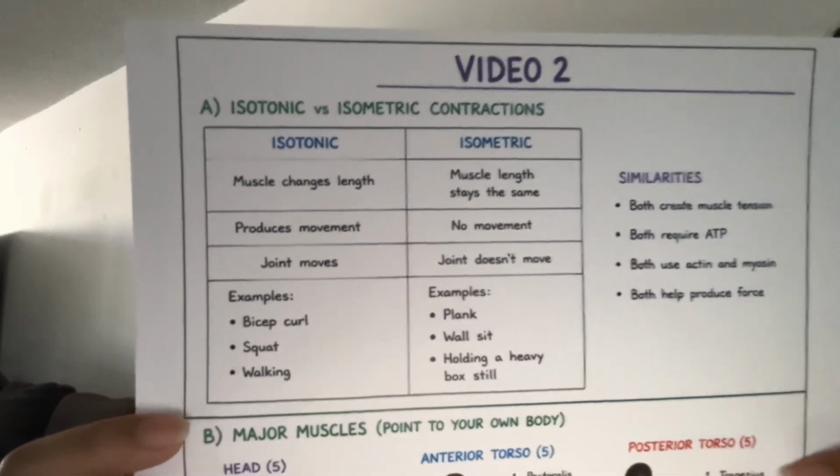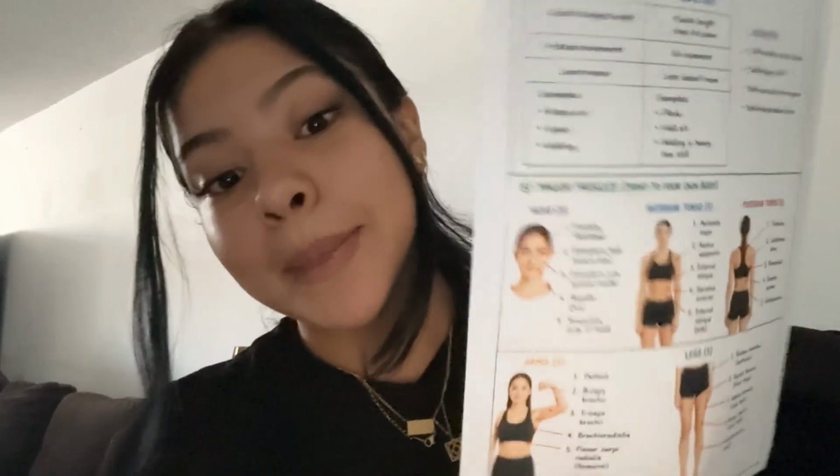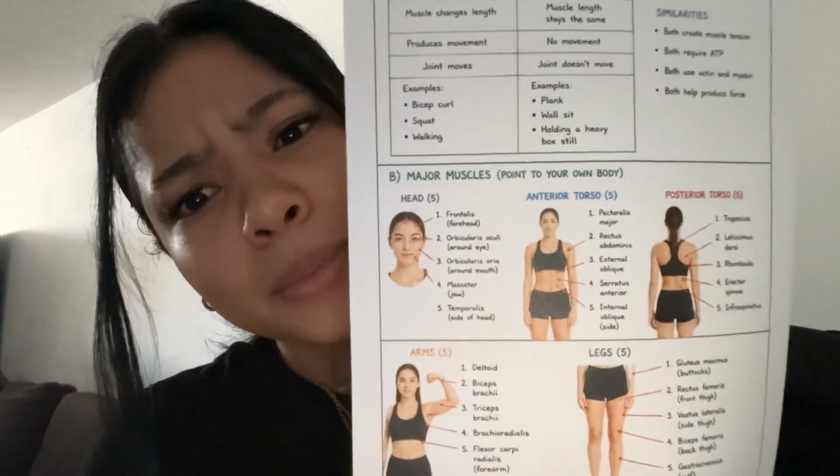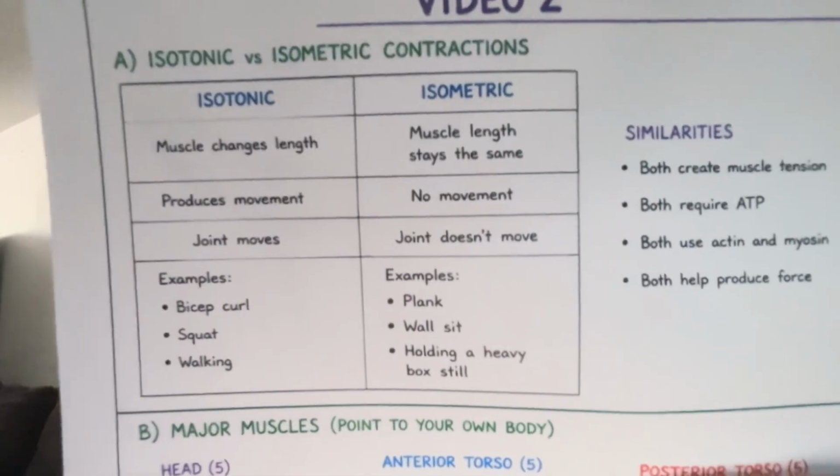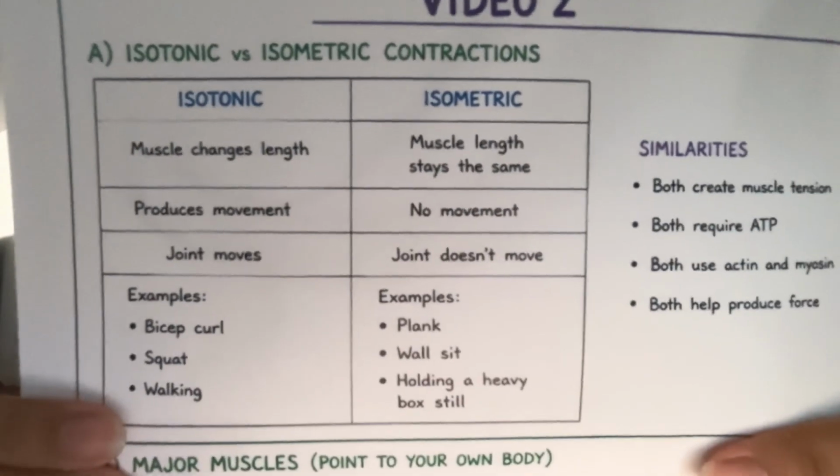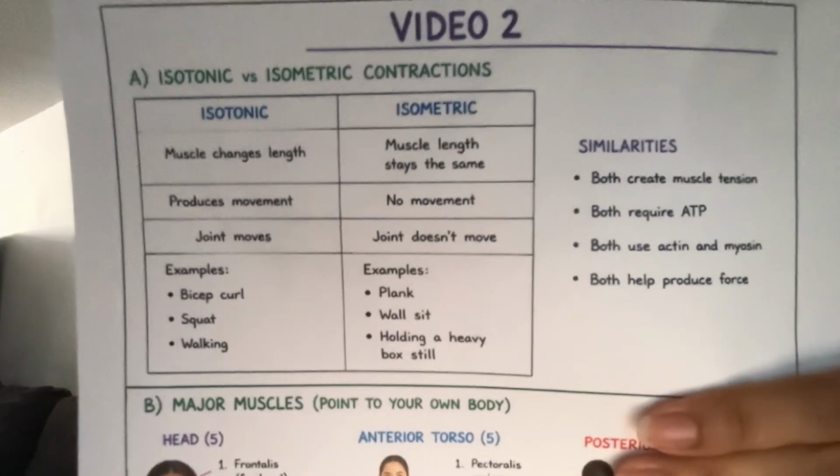Hi, I'm Carla from my Anatomy and Physiology Lab class. Today we're gonna be talking about the isotonic and the isometric difference, and also we're going to be talking about the major muscles. I put a little picture here, but I'm still going to point it out in my body. Okay, so this is a little isotonic and isometric chart that I did.